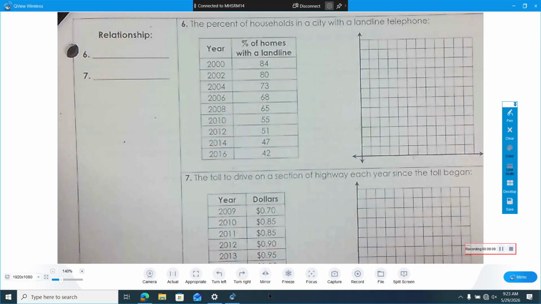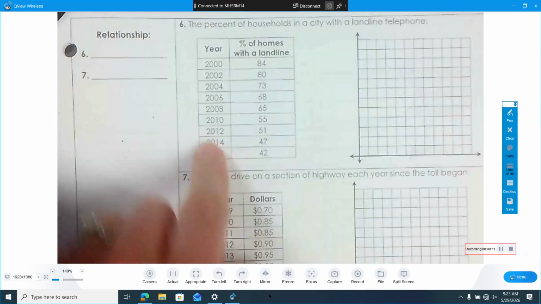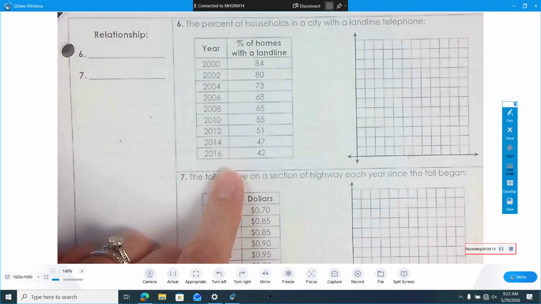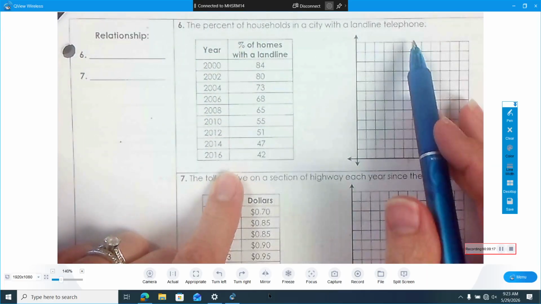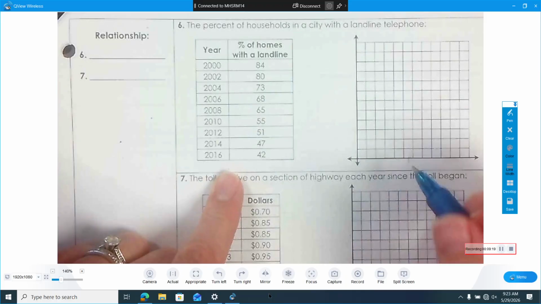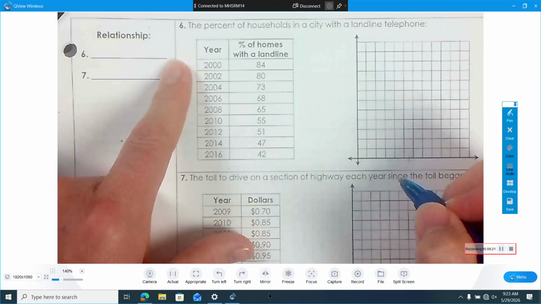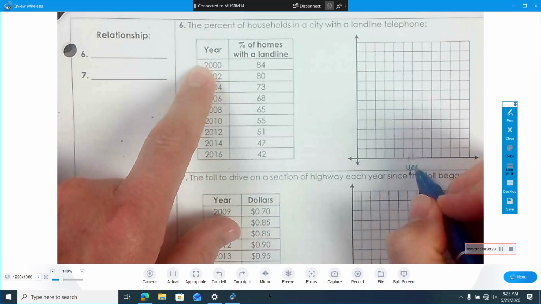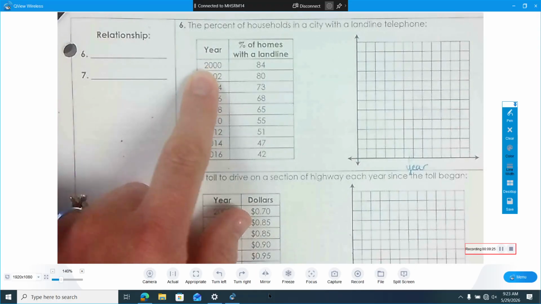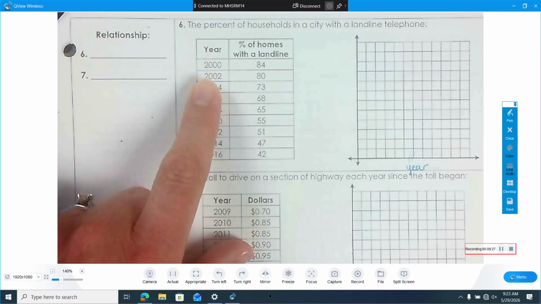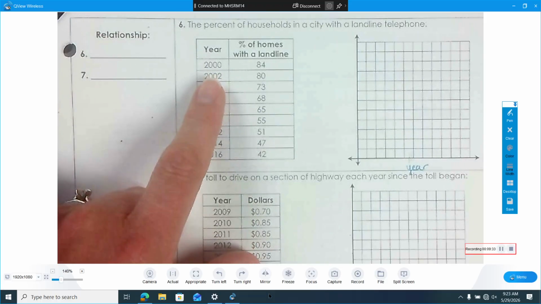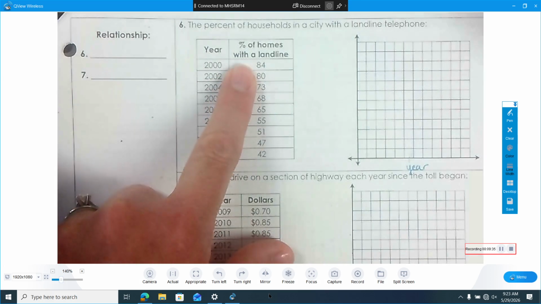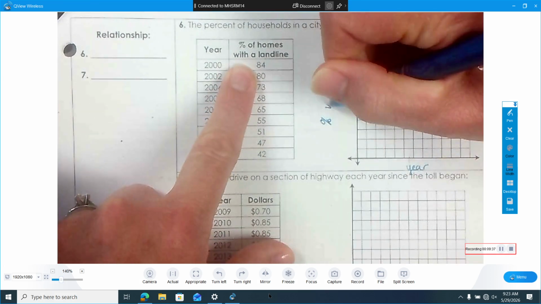All right, last one, well, not last one, but number 6, the last one we're going to actually graph. Number 6, the percent of households in the city with a landline telephone. Oh, interesting. Okay, so we've got years we're going to put on the bottom axis, and then we've got percent of homes with a landline.